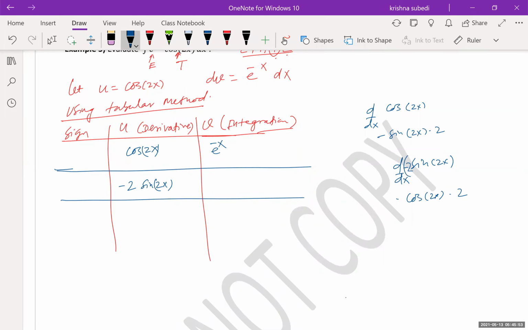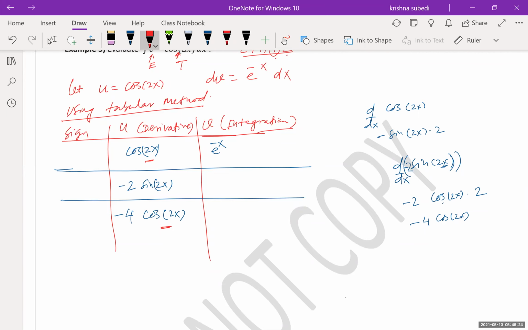So we want to find the derivative of this, which will give me negative 2 cosine 2x, and derivative of sine is cos, and derivative of 2x is 2. So that's going to give me negative 4 cos 2x. You see, cos 2x was there and cos 2x is here.